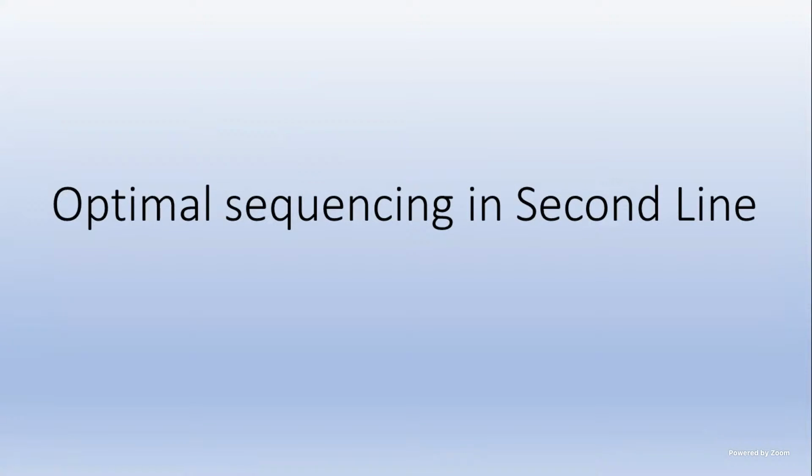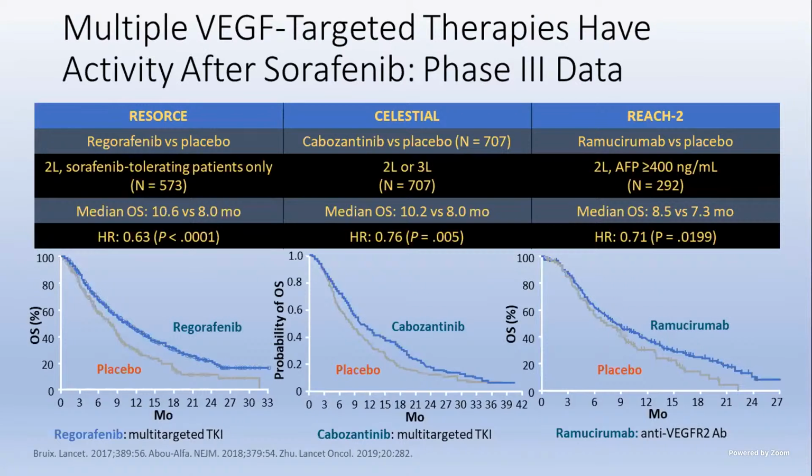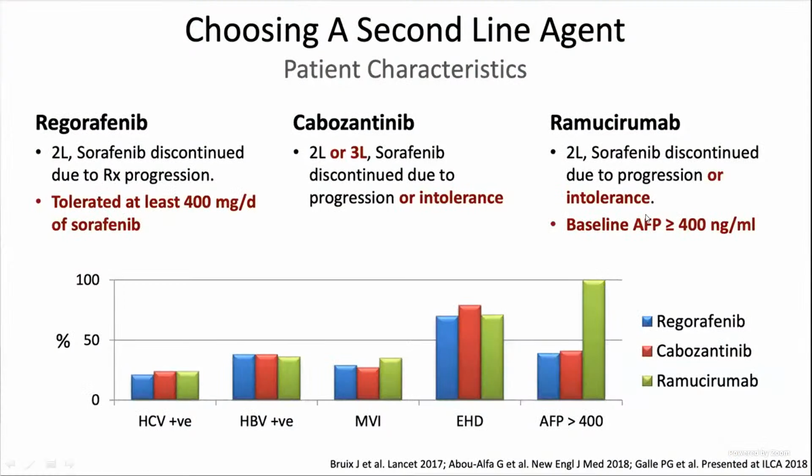So what is the optimal sequencing in second line? These are the newer trials, the RESORCE, CELESTIAL, and REACH-2 trials, which showed that compared with placebo, median survival is a little bit better: 10.6 months with regorafenib, 10.2 months with cabozantinib, and 8.5 months with ramucirumab.